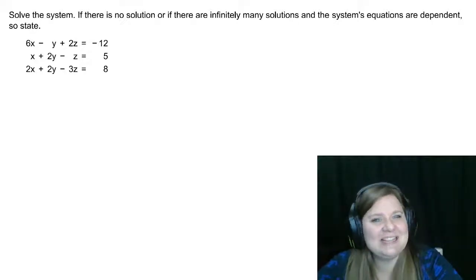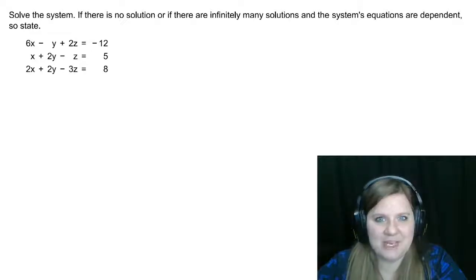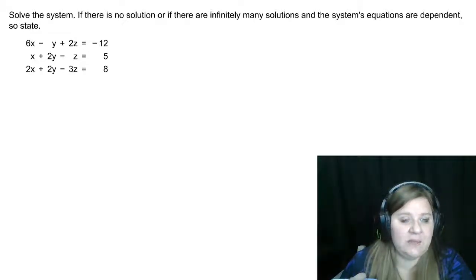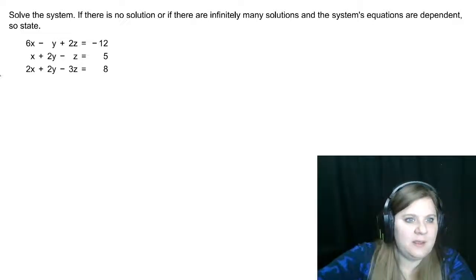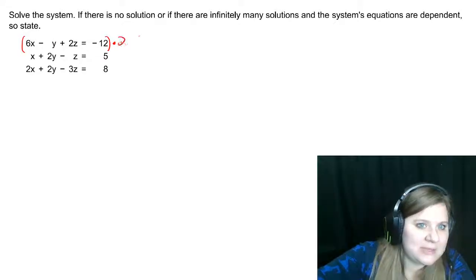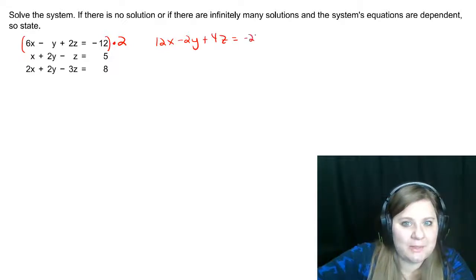So in this case, they want us to solve it, and I'm going to choose to use the elimination method. Now, personally, I like getting rid of the z's, but in this particular problem, it's probably easier to actually get rid of the y's. So what I'm going to do is say this first one times 2 becomes 12x minus 2y plus 4z equals -24.